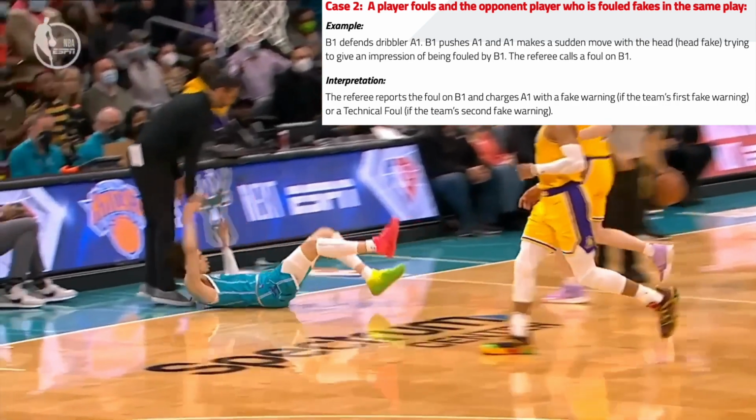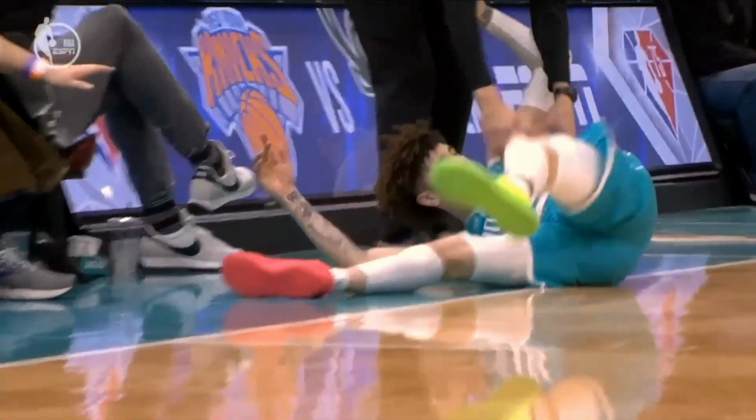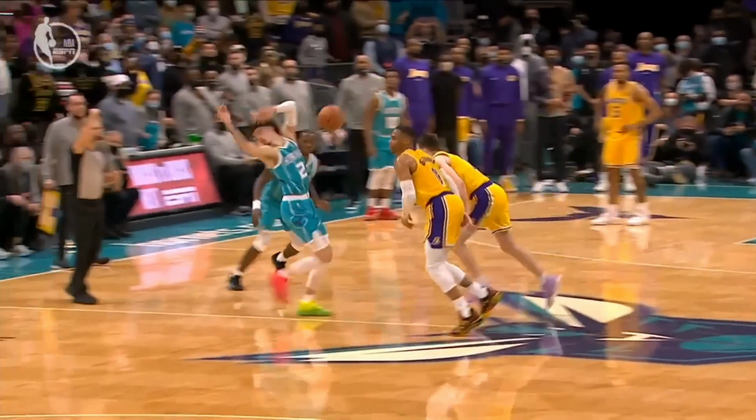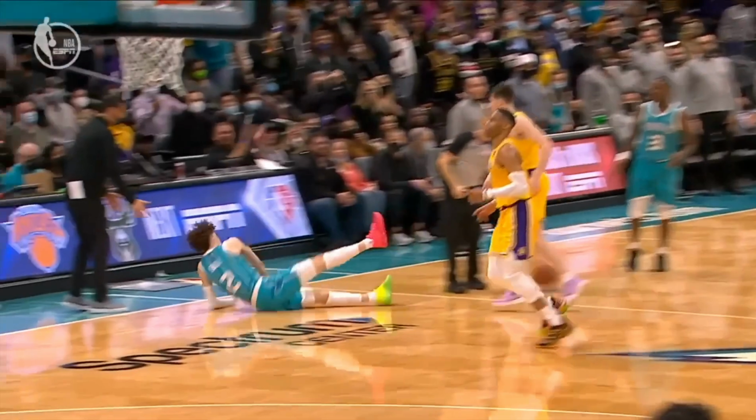In this clip, we see the offensive player, LaMelo Ball, getting fouled, and then after being fouled, over-exaggerates contact by spinning around and rolling around. We would give A1 the fake a foul warning, which is LaMelo Ball, and B1, which is Westbrook, a foul. So a foul and a fake a foul are in the same play.